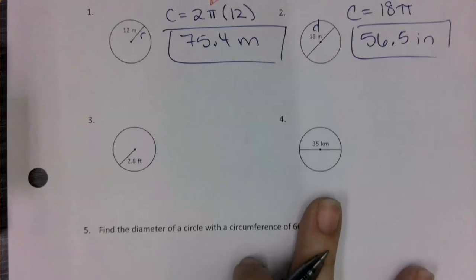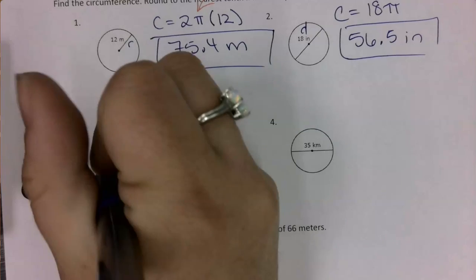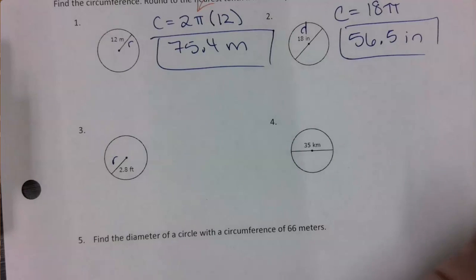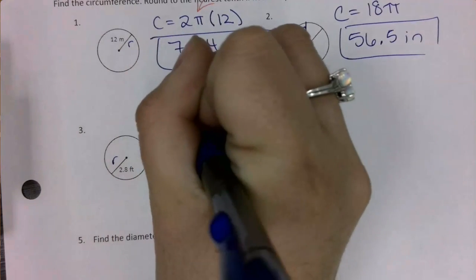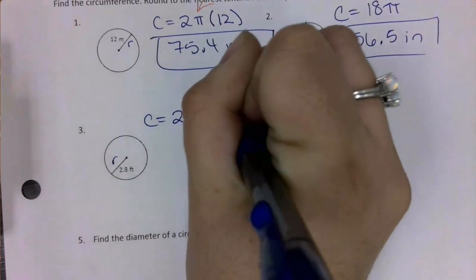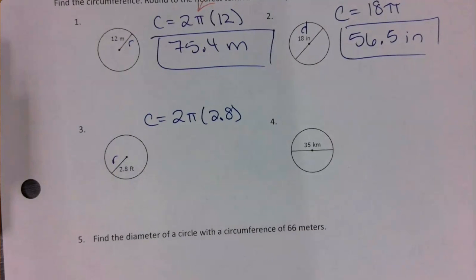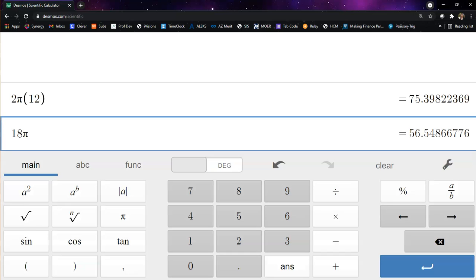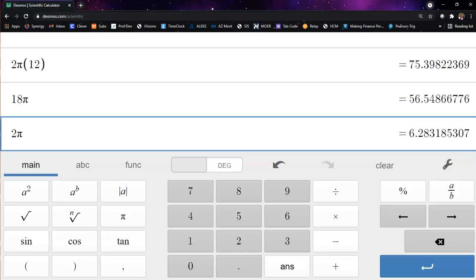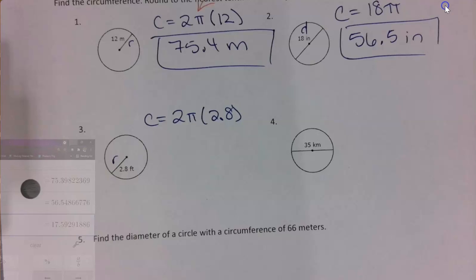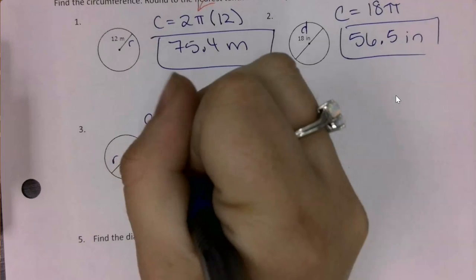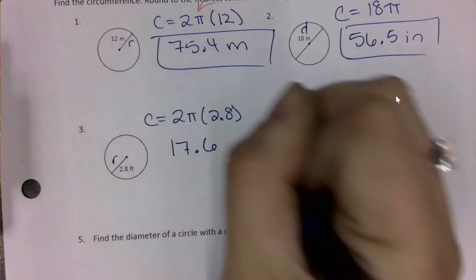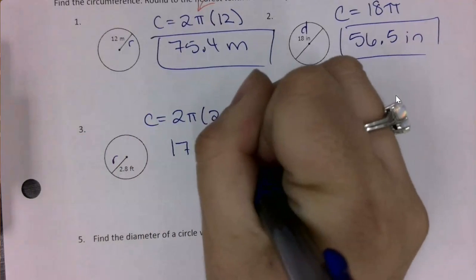Number 3, this one gives me a radius, so I'm going to plug into the 2 pi r. And then I just go ahead and go to Desmos and type that in. Which gets me 17.6. This one was in pi.